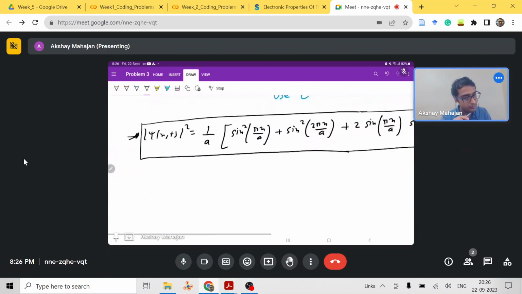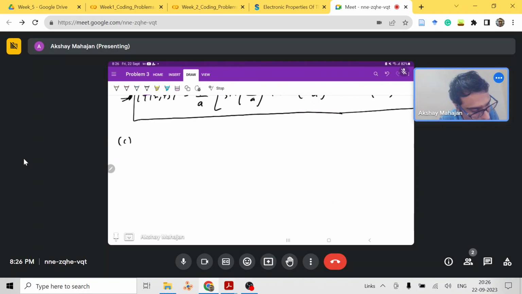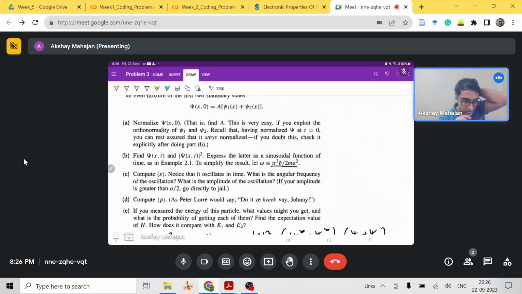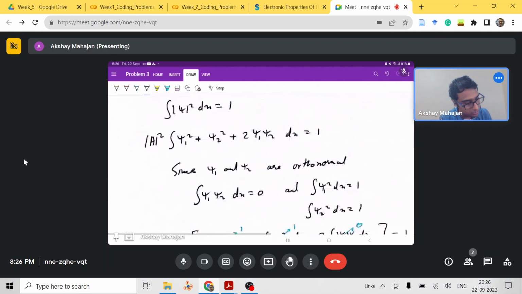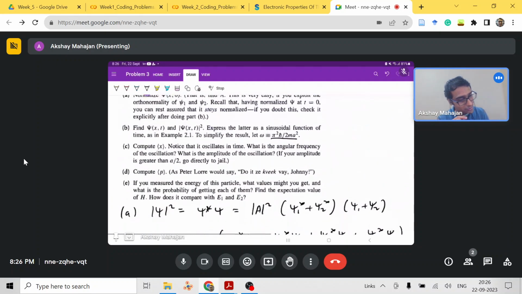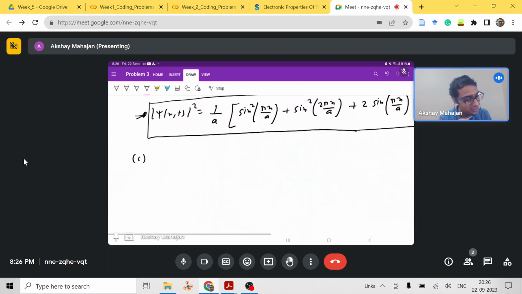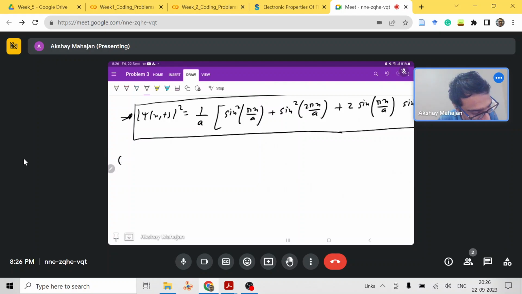Alright, so now let's go to part C. In part C it is asking to compute the expectation value of x. Note that it oscillates in time, and what is the angular frequency of the oscillation, what is the amplitude of the oscillation. And it is also written, sarcastically, that if your amplitude is greater than a by 2, then you should go directly to J. Okay, so let's just see what we will get in our answer.